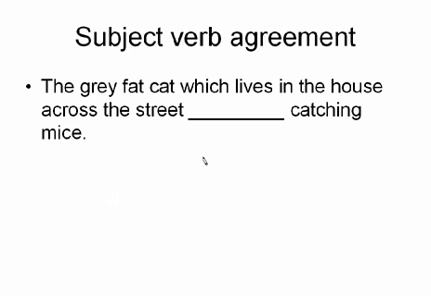How about here? If it's enjoy, what form of the verb will we use? Is it enjoy or enjoys? The grey fat cat which lives in the house across the street enjoys living, or enjoys catching mice, or enjoy catching mice? Well, what is the head? This is the head. The head of the subject must agree with the verb. So the cat enjoys catching mice. All of this could conceivably be left out. The bare essential message is cat enjoys catching mice.